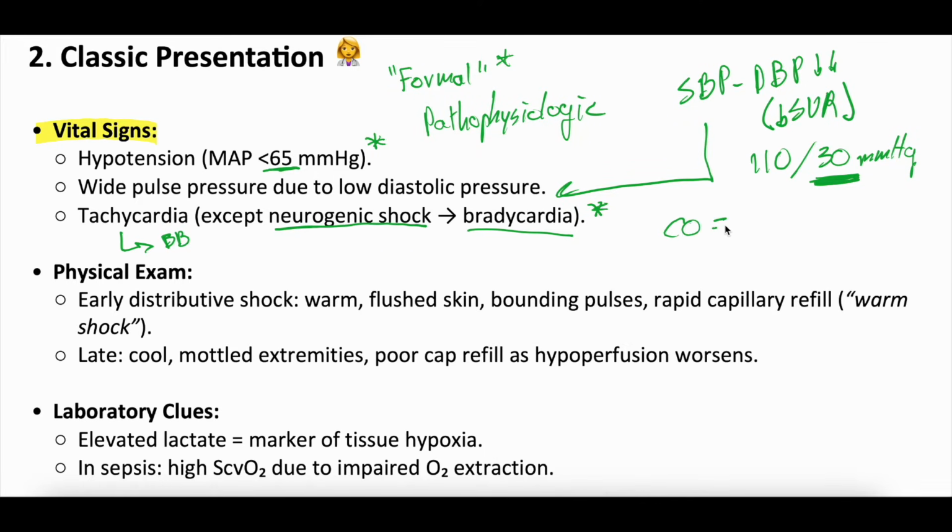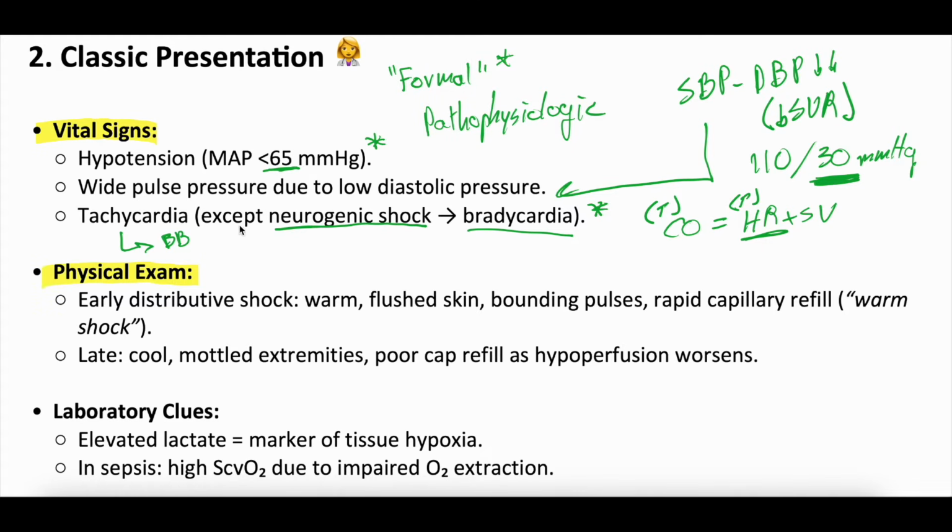We've talked about on the channel, cardiac output equals heart rate times stroke volume. We said in distributive shock in the early stages, cardiac output is increased. So how do we increase cardiac output? We increase our heart rate. That's our sympathetic compensatory drive to maintain organ perfusion. So you usually get tachycardia. So vital sign derangements classically would be hypotensive, tachycardic, widened pulse pressure with a low diastolic blood pressure.